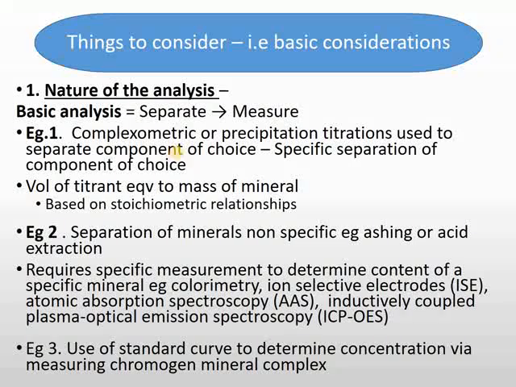Okay, so after you have ashed or done an acid extraction, you can then do specific measurements to determine the content of a specific mineral, because remember, now you have gotten rid of all the organic matter by burning and charring. From there you can identify the specific mineral within that ash that is formed. You can use colorimetry, ion selective electrodes, atomic absorption spectroscopy. Those are some of the latest equipment they use out there. We don't have any of that in our department, but other departments in the applied sciences have that.